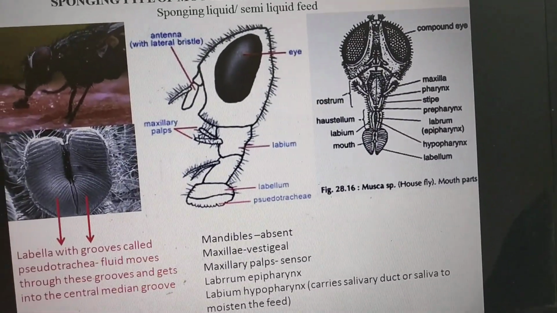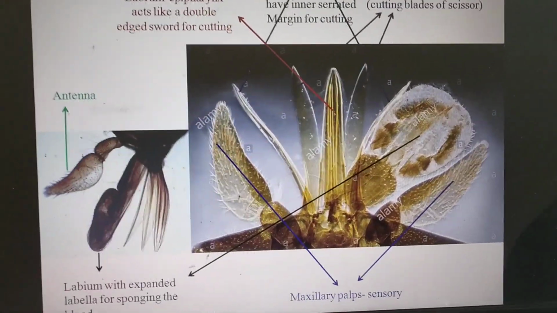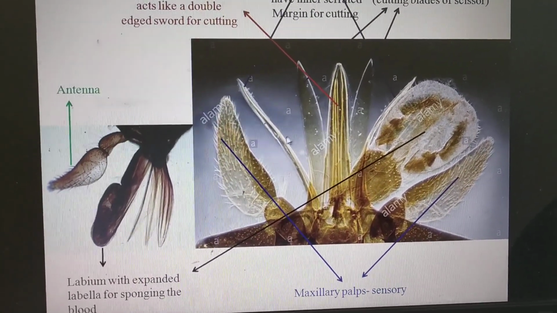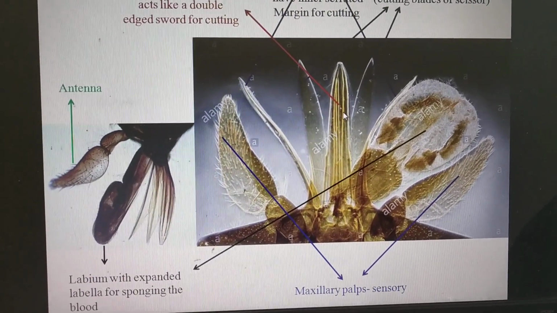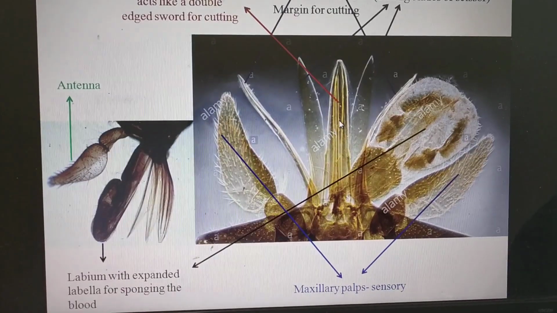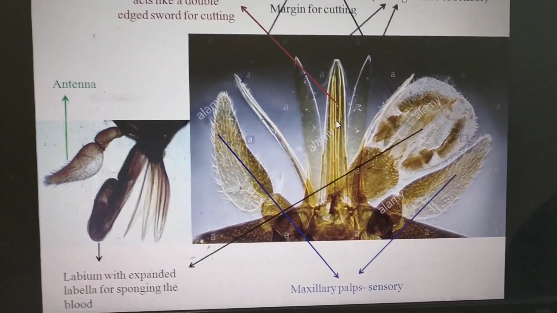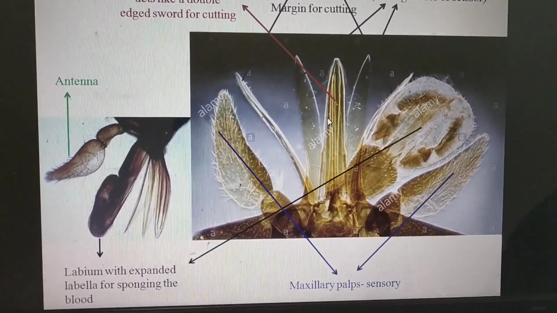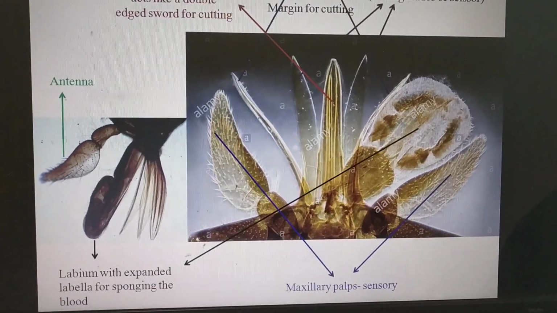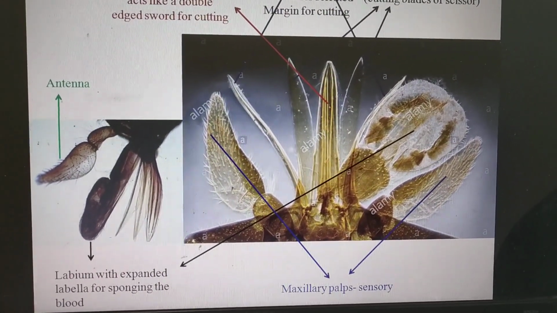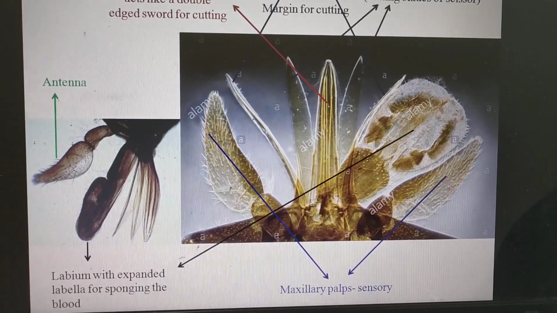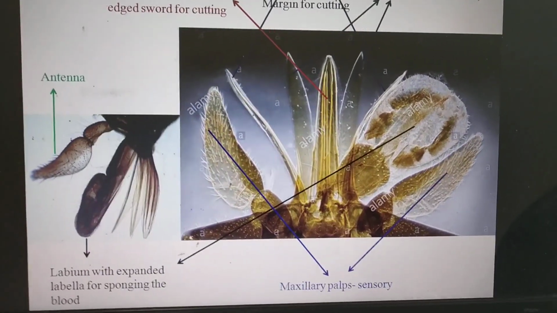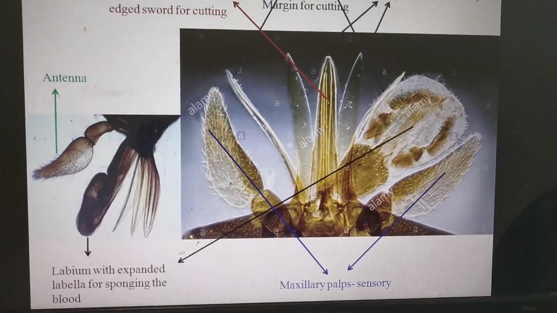So what happens in the case of the tabanid flies is they sit and cut the skin with the cutting blades, the maxillae, mandibles and the labrum-epipharynx, and the blood comes out. Because of this cutting or slashing activity, the bite is very painful. When the fly bites, it is very painful, and the blood oozes out. When the blood oozes out, the labella is gently placed on the blood, and with capillary action all the blood is sponged. So it is a sponging action.